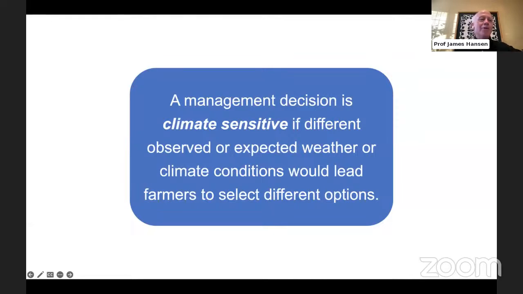This is not the same as climate sensitivity in a lot of climate science and climate change work, which is focused on how much the climate system changes in response to changes in human activities. This is about whether or not climate affects a particular decision.